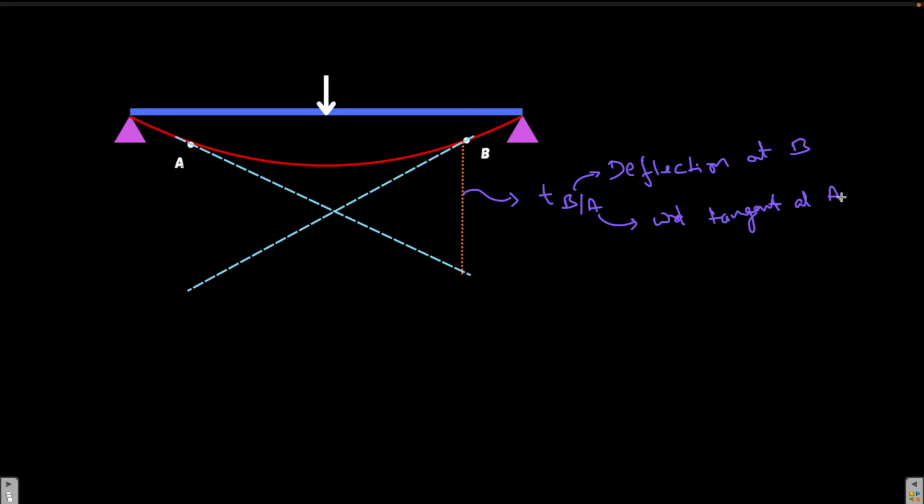By moment area theorem 2, we can find this deflection TBA, and not the deflection of the beam with respect to the horizontal. So first thing first, TBA is what we can find using this theorem, and not the deflection of the beam. TBA is the deflection of point B with respect to the tangent drawn at point A. Now, once we have understood this, let's move ahead.